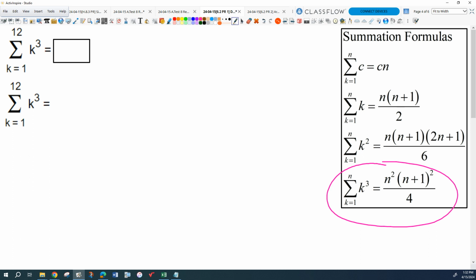Okay, so n is 12, right? So it's going to be 12 squared times 13 squared divided by 4, right? And 12 squared over 4, so 144 over 4 is just 36, right? So this is just equal to 36 times 13 squared, so 169 times 36. That's not a big deal. We can multiply that out. What's that give us?